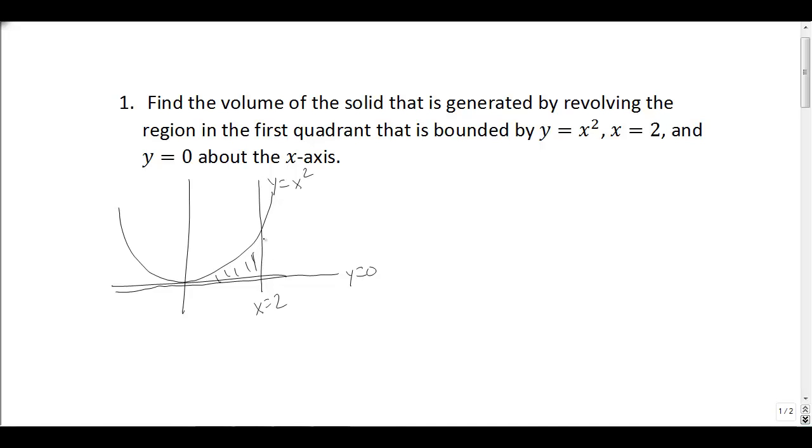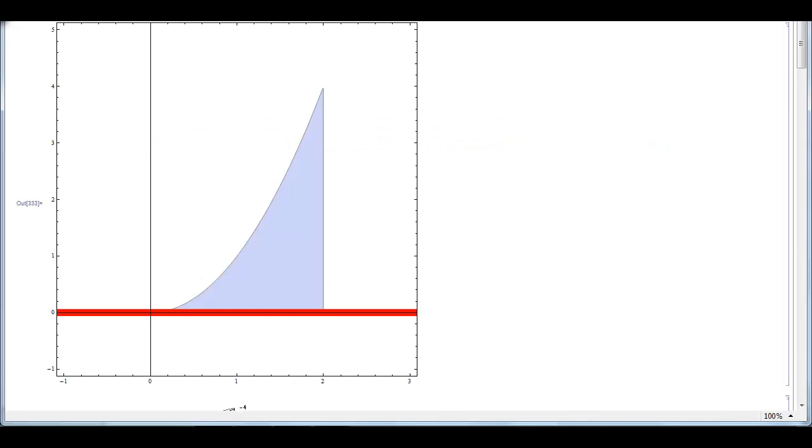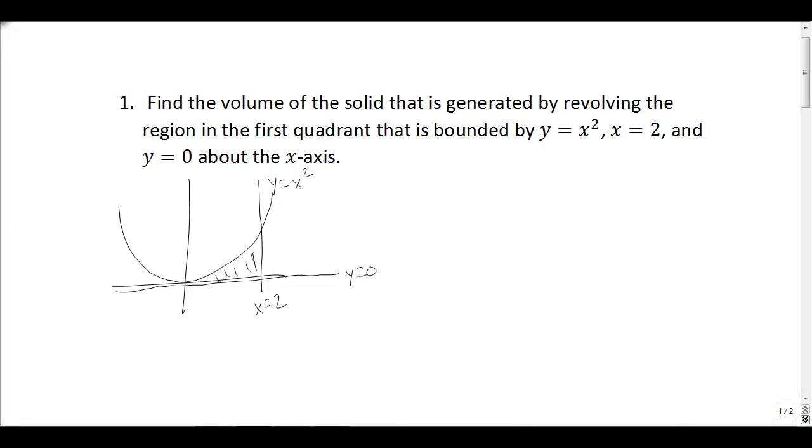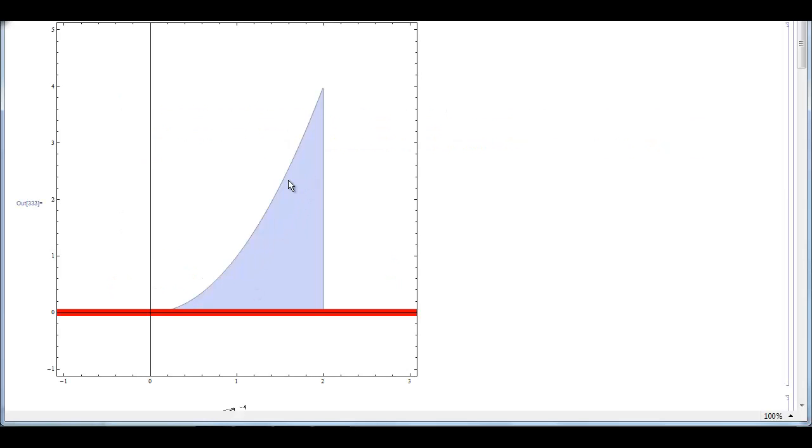Let's get a Mathematica view of that region. It's going to look a little bit nicer. What we've got is this shaded blue region. We'll talk about this red line in a bit. That red line is what we're rotating about, the x-axis. So this is really our axis of revolution. Sometimes I'll put a little arrow there to denote that we're rotating about that line. So what we're going to do is take this shape and spin it around.